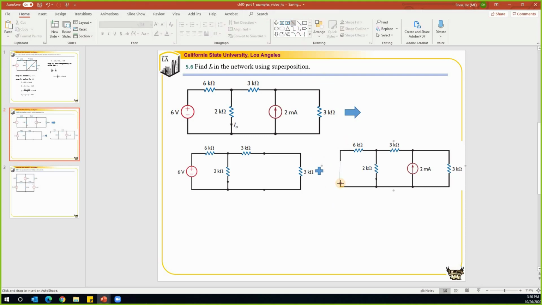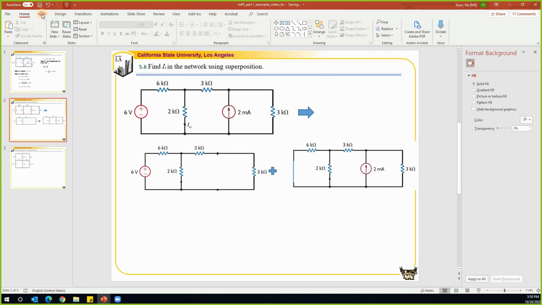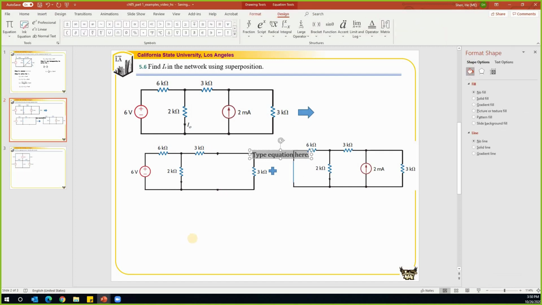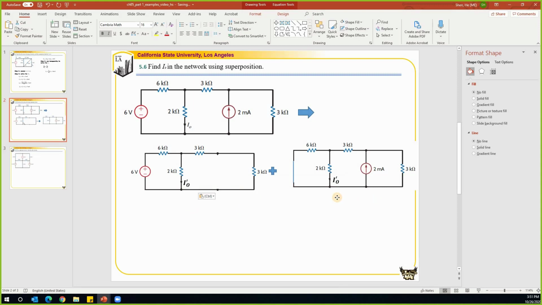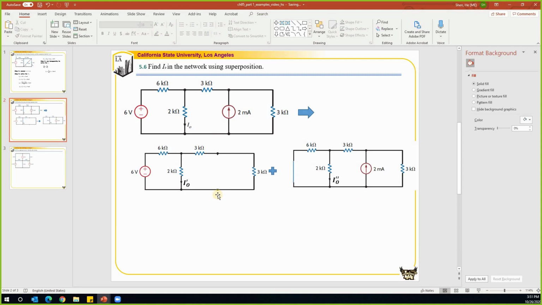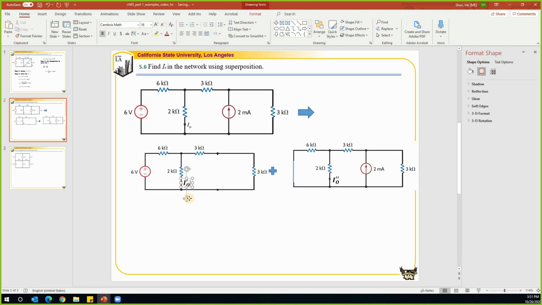So put a wire here. The first circuit will result in an output, we'll call it I/O prime, and the second output due to the second power source is called I/O double prime. So now one problem is decomposed into two smaller problems, so we just need to solve them one by one.